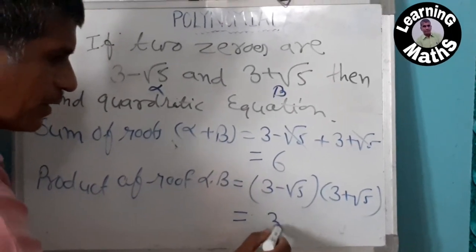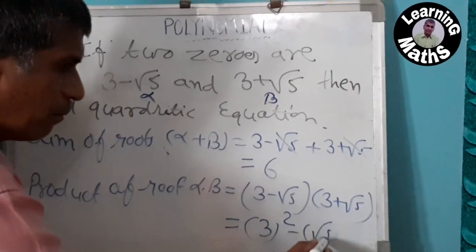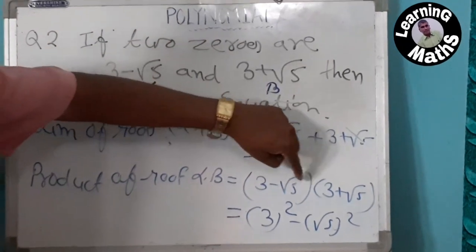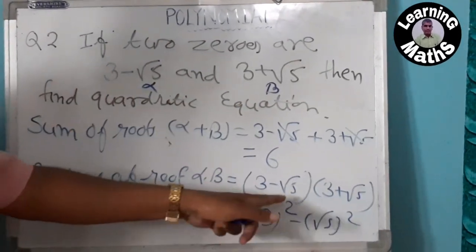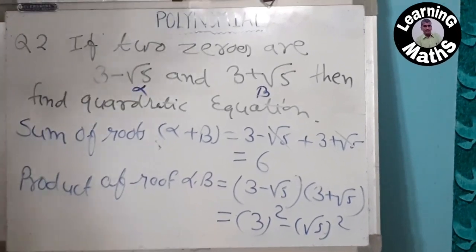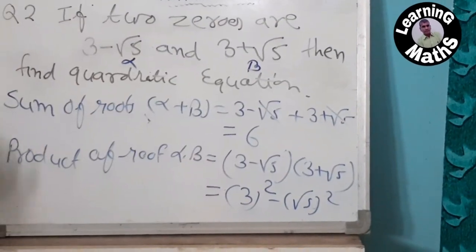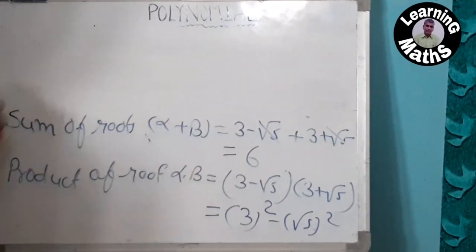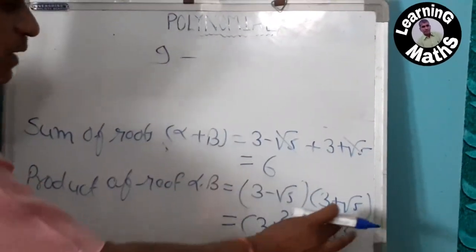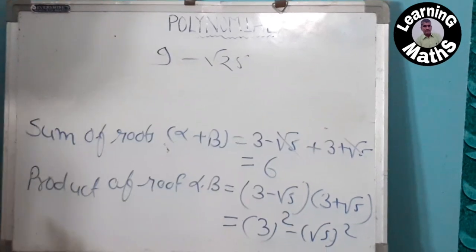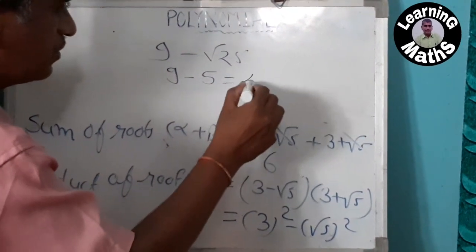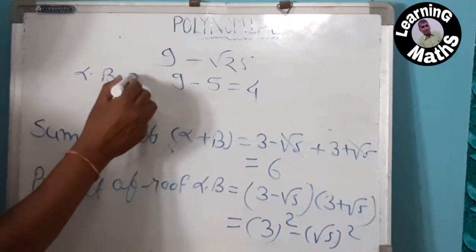What will happen? a square minus b square. Alpha into beta, a minus b, a plus b. What is the formula? Identity. a minus b into a plus b identity is a square minus b square. Now, next one. Here, 3 square is 9, minus root 5 into root 5, root 25. 9 is 9. Value of root 25 is 5, equal to 4. This is alpha into beta.